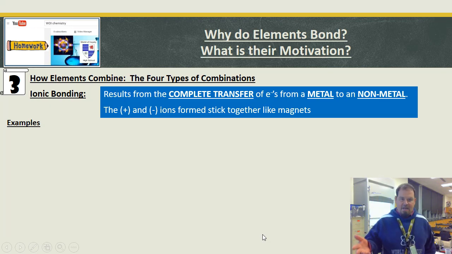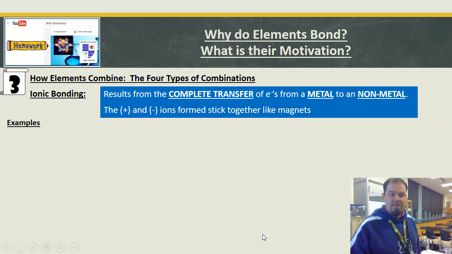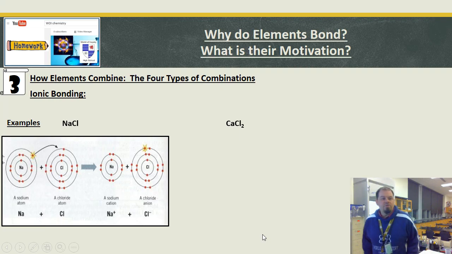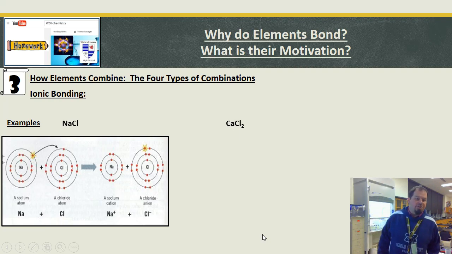The plus and the minus ions that are formed when I transfer electrons then stick together like magnets, and here are some examples. I don't need you to draw the entire picture, but you do need to draw something here to show me that you understand that Na is losing an electron, it's going to Cl, and then Na becomes Na plus, and then Cl becomes Cl minus, and then what happens is a positive and negative stick together like magnets.